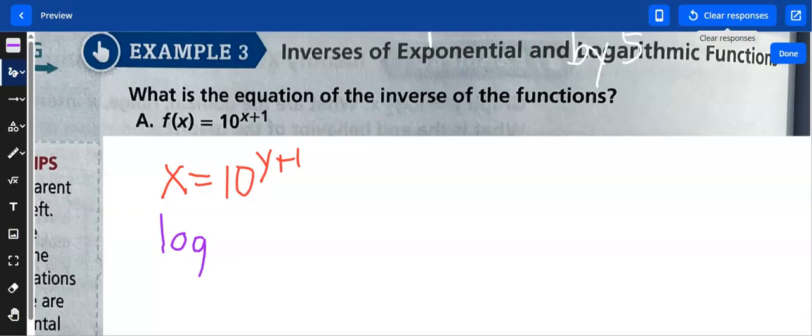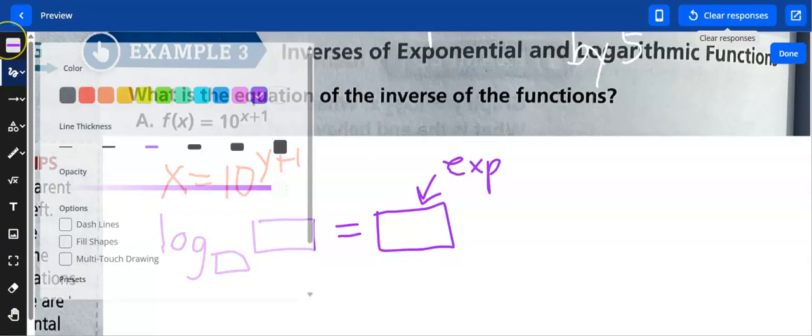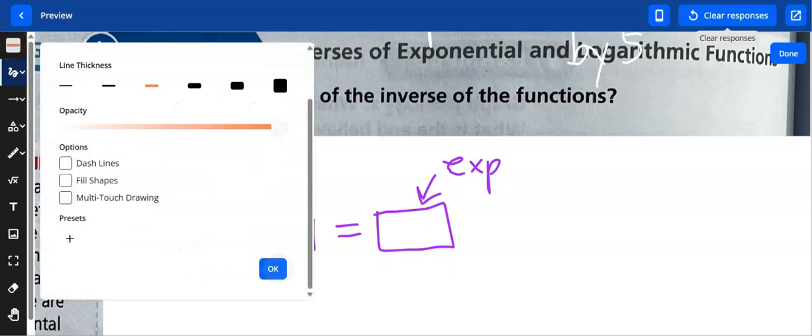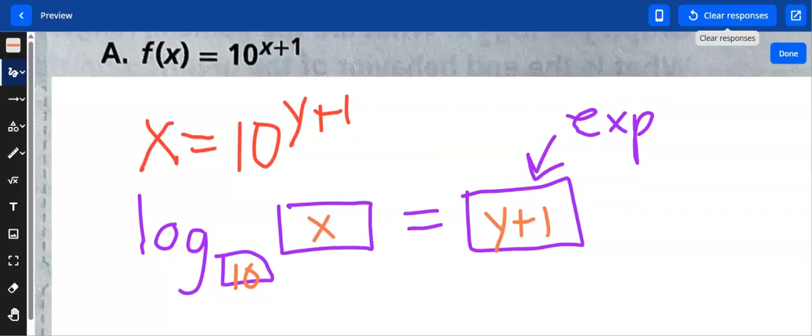Is that what you're going to say? Fill in the boxes. Go. Identify the base first. The exponent second. We know the exponent goes on the other side. But that is something we need to know how to do. What's the base? 10. What's the exponent on the other side? y plus 1. And that leaves one box left, which is the x.